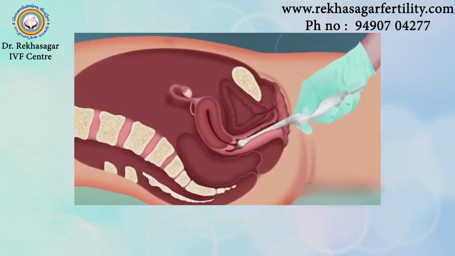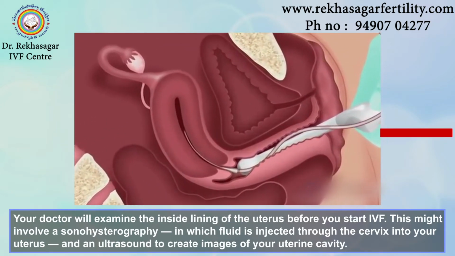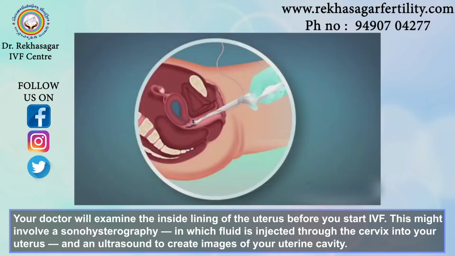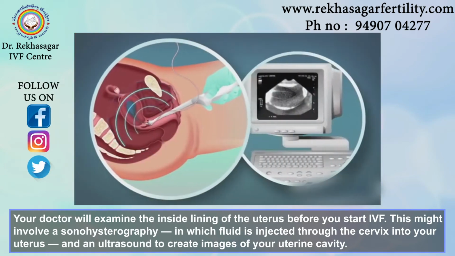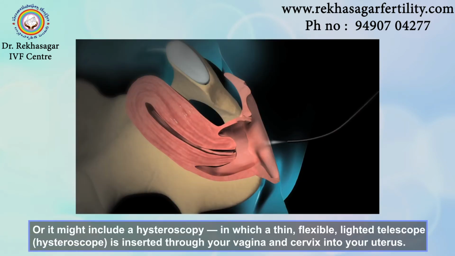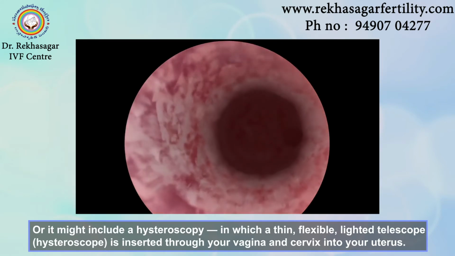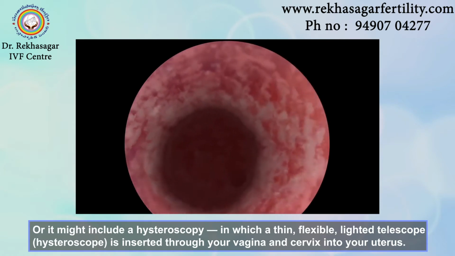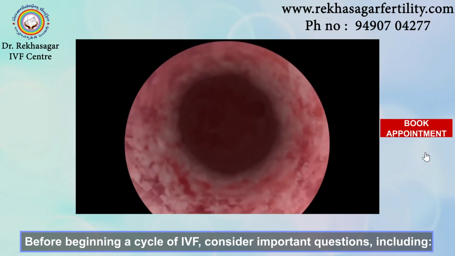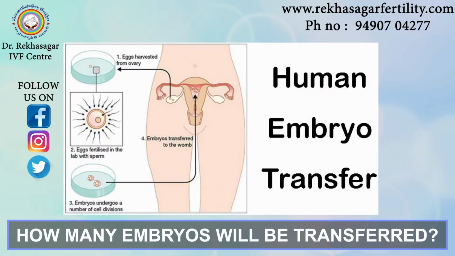Uterine exam. Your doctor will examine the inside lining of the uterus before you start IVF. This might involve a sonohysterography, in which fluid is injected through the cervix into your uterus, and an ultrasound to create images of your uterine cavity. Or it might include a hysteroscopy, in which a thin, flexible, lighted telescope, a hysteroscope, is inserted through your vagina and cervix into your uterus. Before beginning a cycle of IVF, consider important questions, including: how many embryos will be transferred?